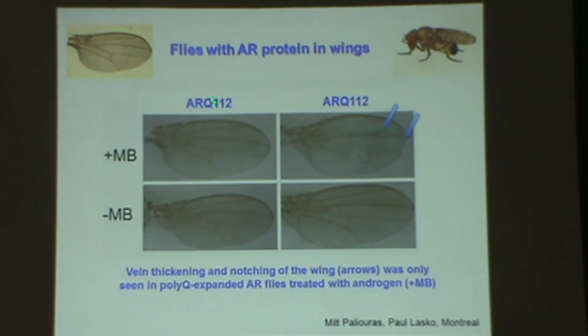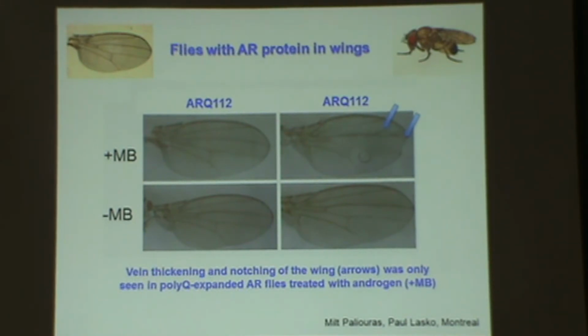I think there's a typo there. This should only read 12. So this should be 12, and this should be 112. So an androgen receptor with lots of glutamines, and only in the presence of androgen did it form these weird structures. These bubbles here in the veins and a notched wing. This is just an air bubble.